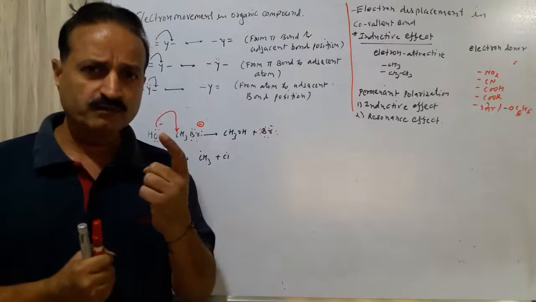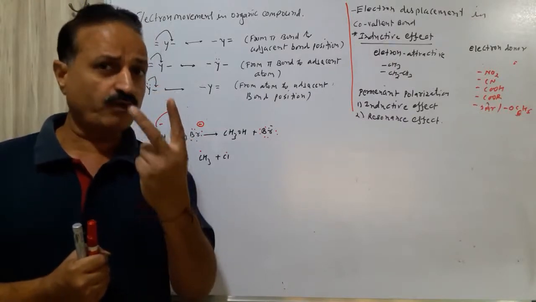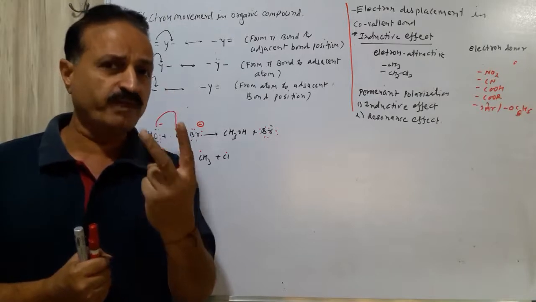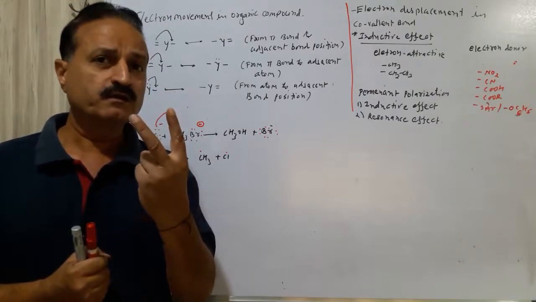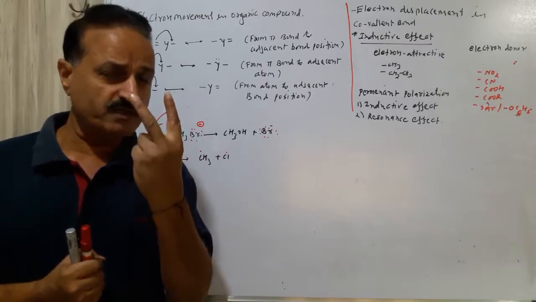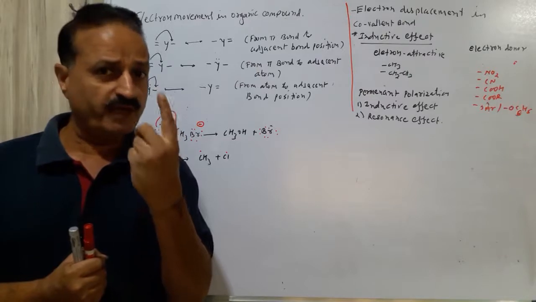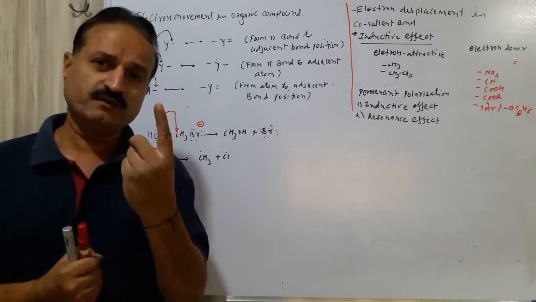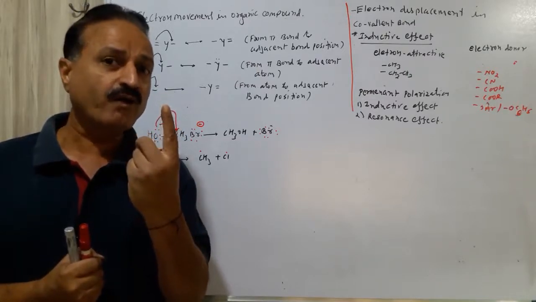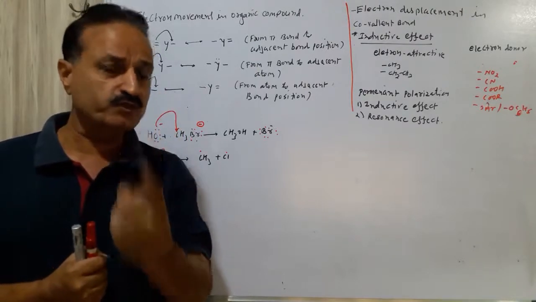One bond means two electrons. So electron transfer may be shown by a curved arrow. If two electrons are transferred, then a full curved arrow, and if one electron is transferred, then a half-headed curved arrow. That is said to be a fish hook.